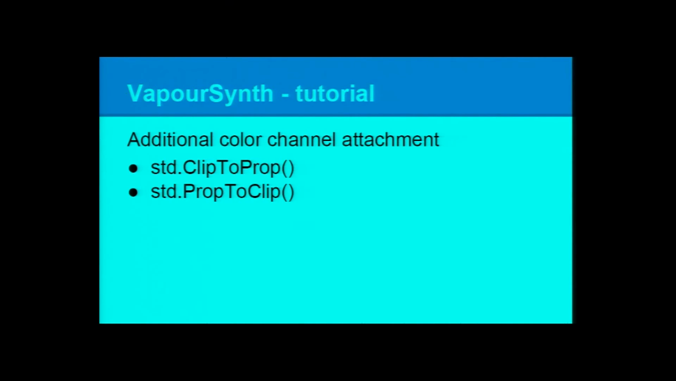If you want to attach another color channel like a mask channel or alpha channel, you can call std.clip to buffer or std.buffer to clip to extract the mask and the alpha channel. So like here.